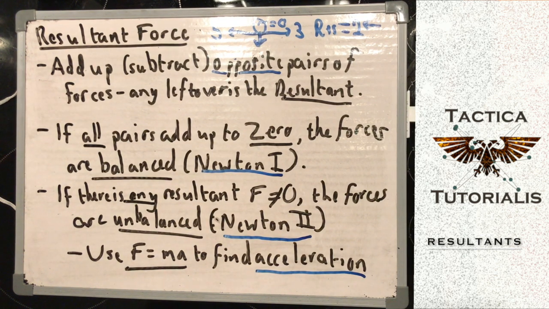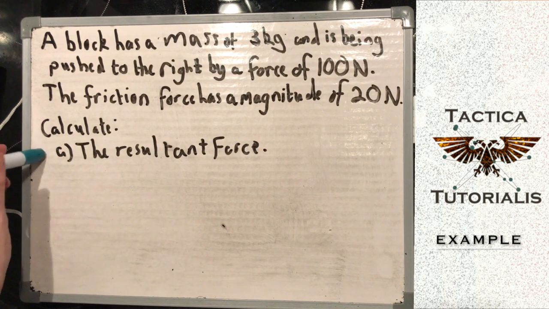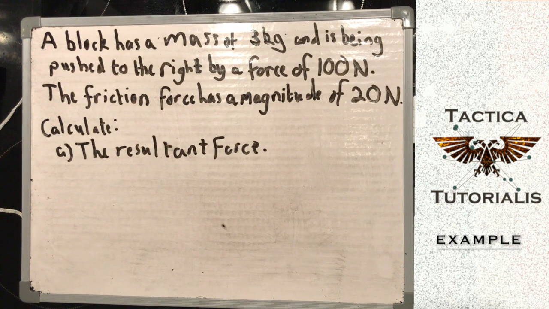Now, I'm going to show you one worked example of this, and then I'm going to get you to do some questions, because I realize this video has gone on long enough. And I want to come back to the thought experiment that we had at the start of the lesson to bring this all together before we wrap it up. So for our worked example question, we have a block with a mass of 3 kilograms, which is being pushed to the right by a force of 100 newtons, and there is a frictional force that has a magnitude of 20. First part of the question, calculate the resultant force.